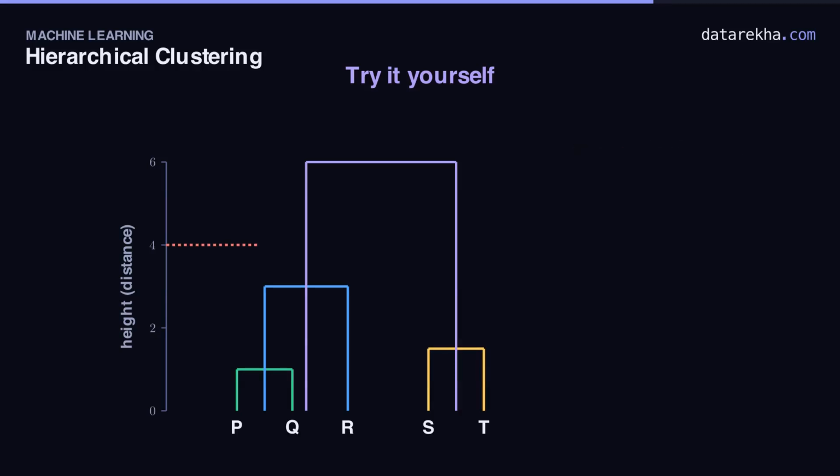Here's the answer. Draw the line at 4. It sails above the merges at 1, 1.5, and 3. But below the final merge at 6, it crosses exactly 2 branches. So 2 clusters. On the left, P, Q, and R have already joined below the line, so they're one group. On the right, S and T have joined, so they're the other. P, Q, R together and S, T together. If you saw that, you've truly got dendrograms.